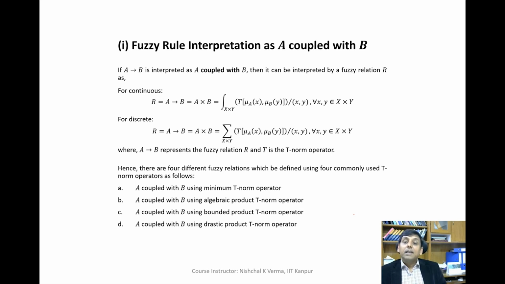So if A entails B, A and then forward arrow B, is interpreted as A coupled with B, both are the same. Then it can be interpreted by a fuzzy relation R, as we have just discussed. So for continuous, the relation R can be written as A coupled with B is equal to A cross B, meaning the simple Cartesian product, as we have already discussed in previous lectures.